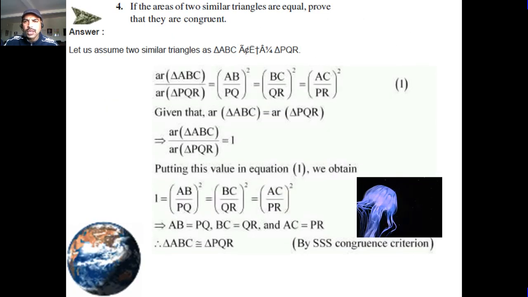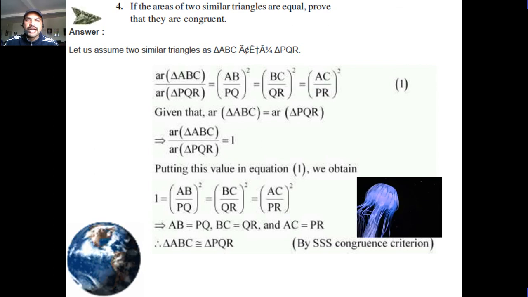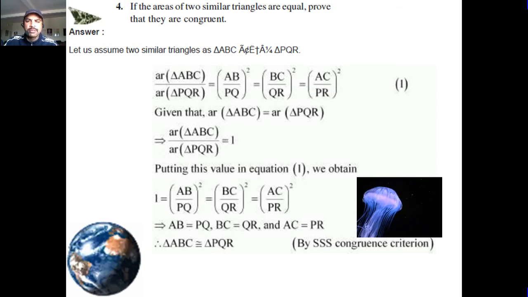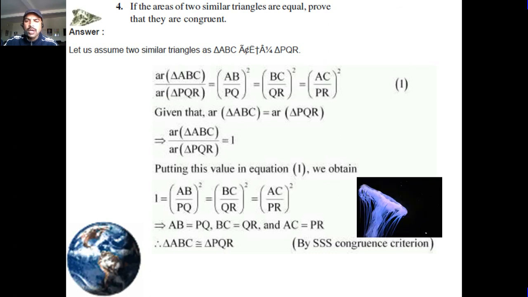Question number 4. If the areas of two similar triangles are equal, prove that they are congruent. Let us assume two similar triangles, triangle ABC is similar to triangle PQR. Area of triangle ABC upon area of PQR is equal to AB upon PQ whole square, BC upon QR whole square is equal to AC upon PR whole square. Equation number first. Given that area of triangle ABC is equal to area of PQR, area of ABC upon area of PQR is equal to 1.